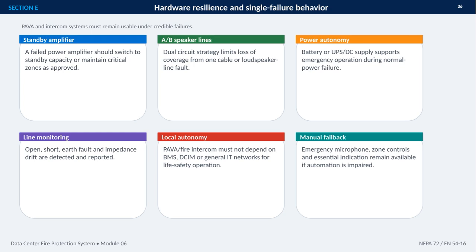Batteries or a UPS and DC supply must support emergency operation when normal power is unavailable. The system also needs continuous line monitoring, so open circuits, shorts, earth faults, and impedance drift can be detected and reported. Just as important, PAVA and fire intercom functions require local autonomy. They cannot depend on BMS, DCM, or general IT networks to perform life safety duties. Finally, manual fallback must remain possible. An emergency microphone, essential zone controls, and key indications should still be available if automation is impaired. These principles align with NFPA 72 and EN 54-16.